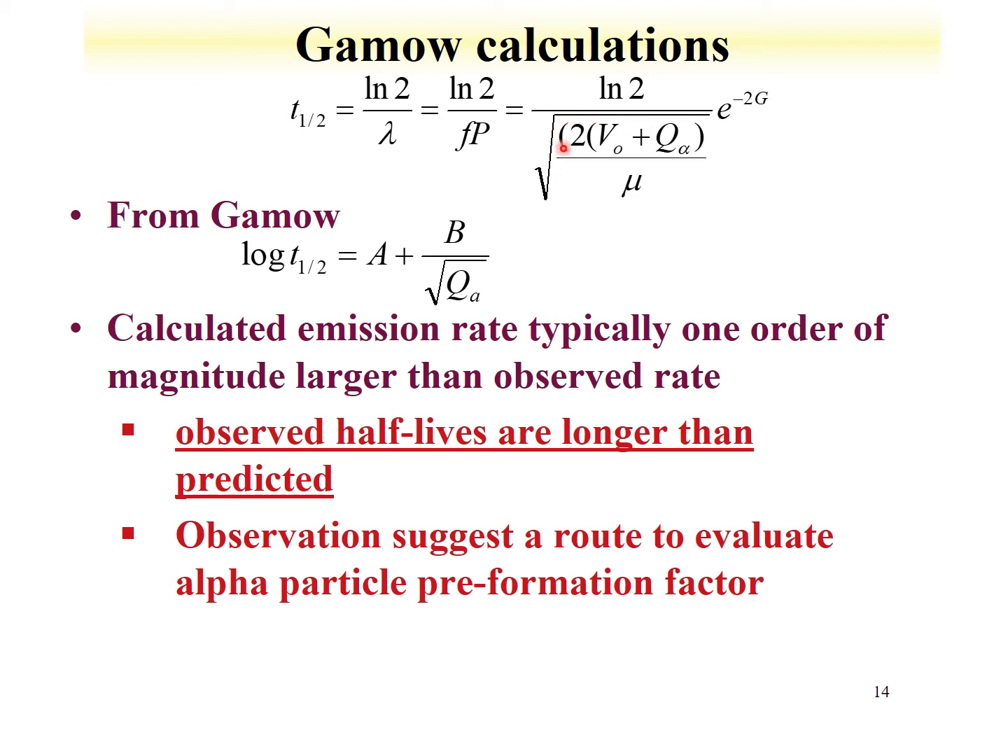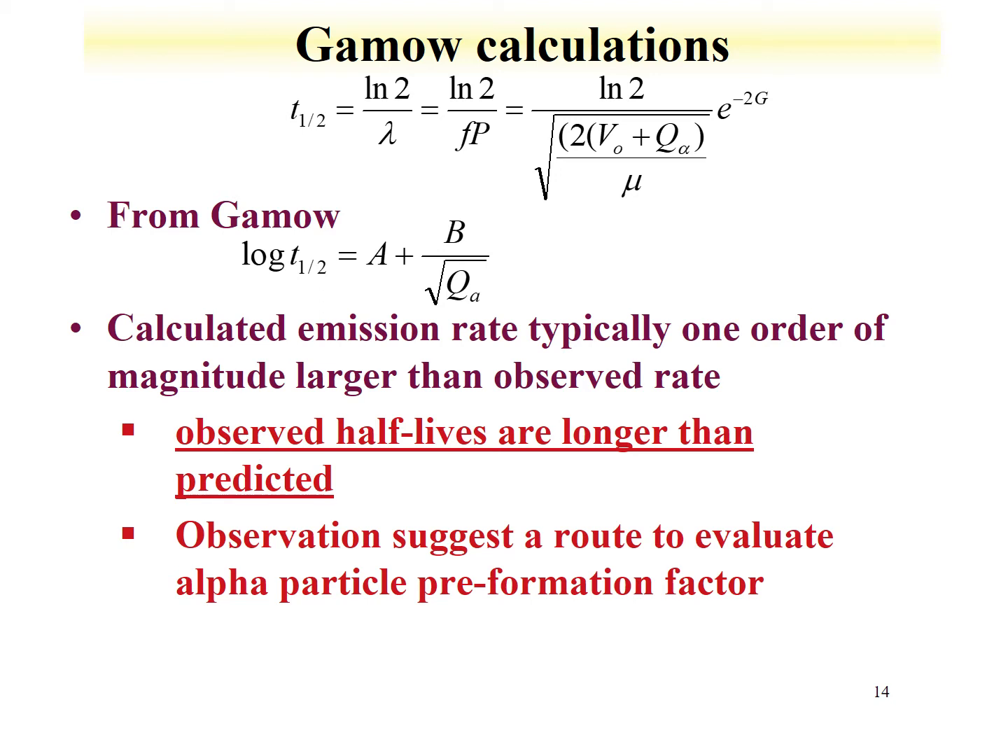These factors here are specific for a given nucleus, and if we derive the terms, log of the half-life is equal to two constants. These constants can be used to evaluate terms of the nucleus that are related to the Coulomb barrier and the Q value. Now, one thing about these equations is that the calculated emission rates are typically larger than the observed rates. And what this means is that the observed half-lives are longer than predicted.